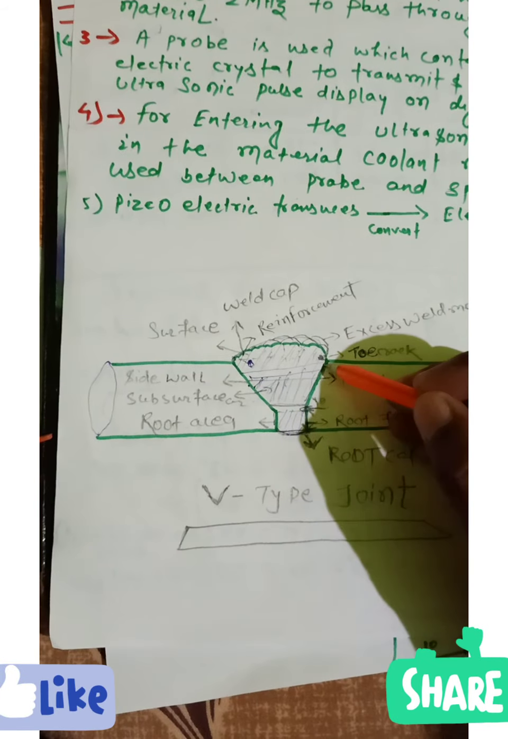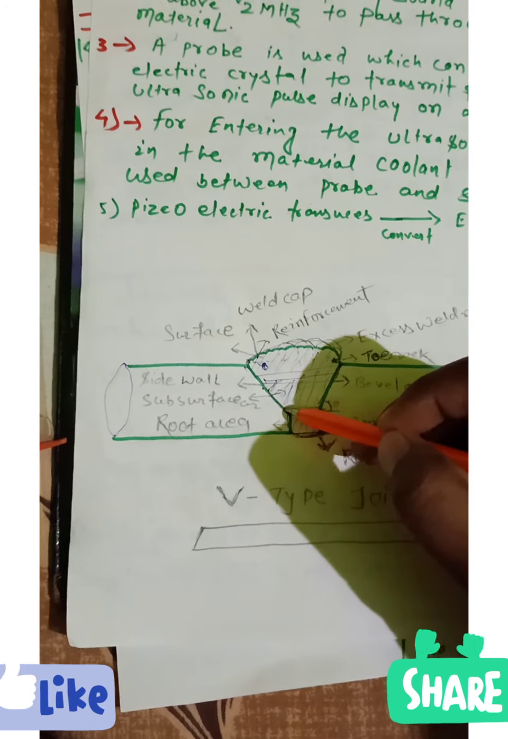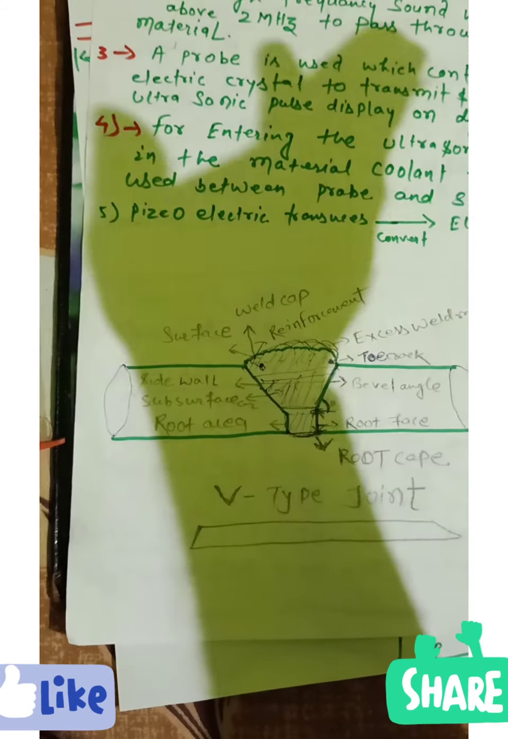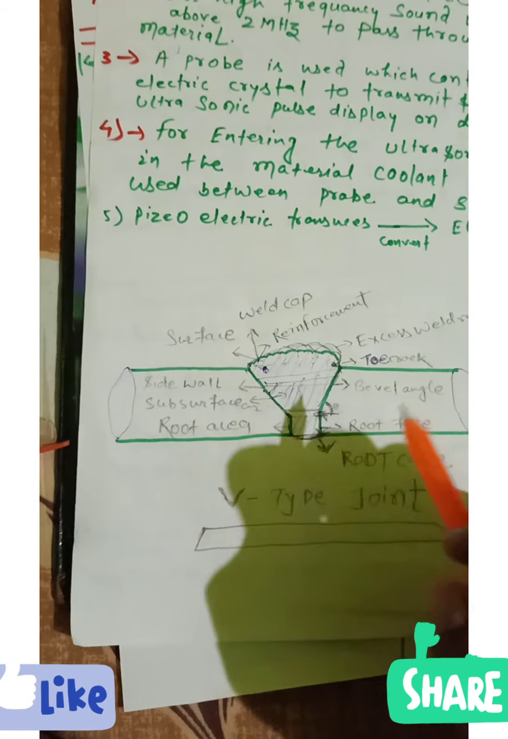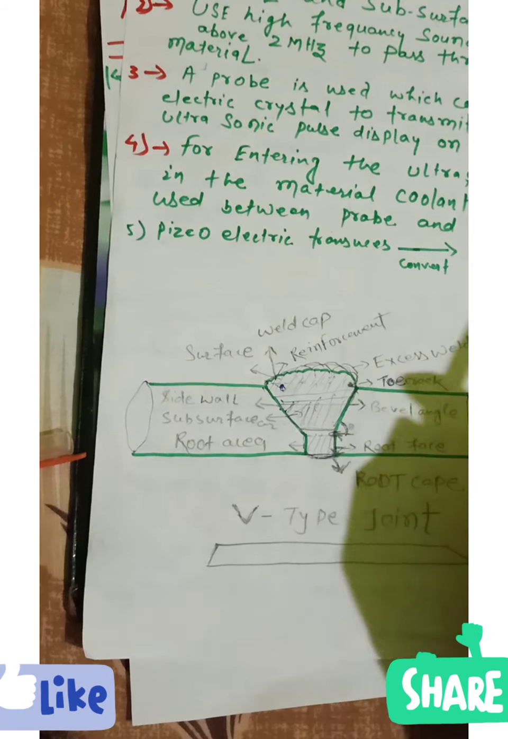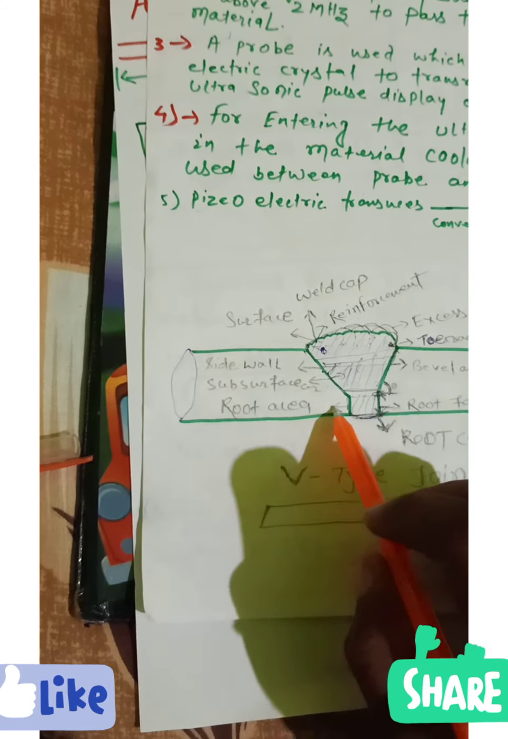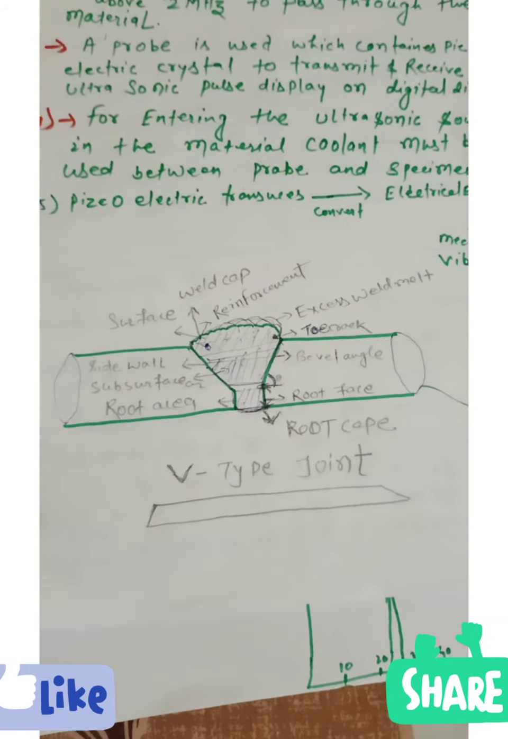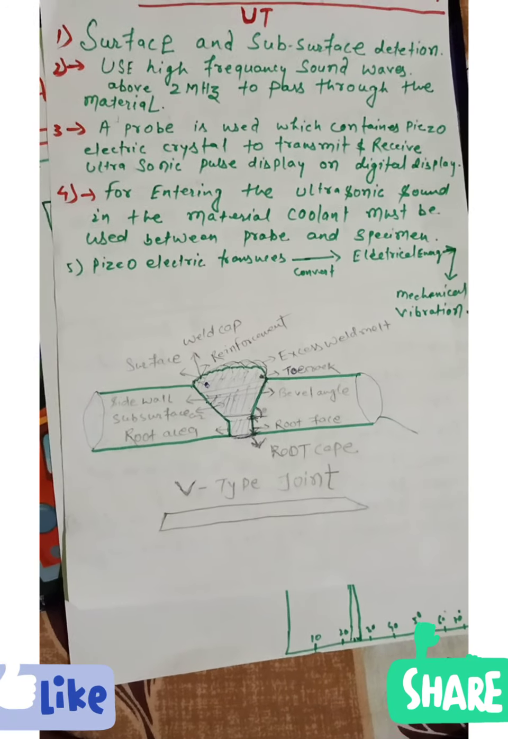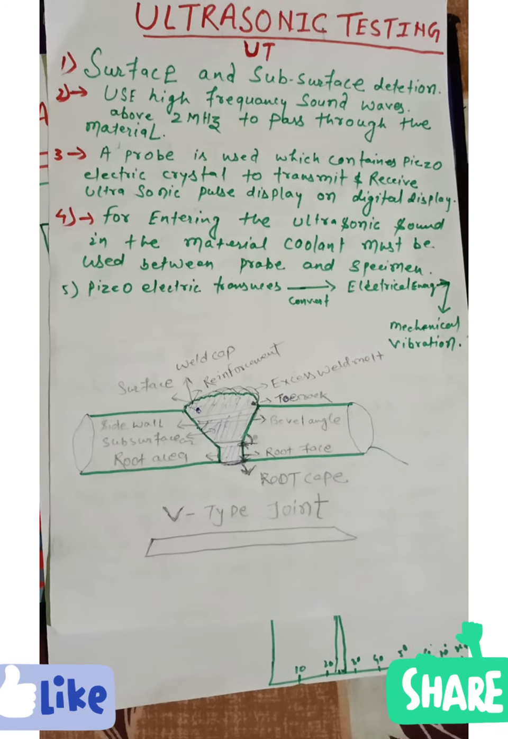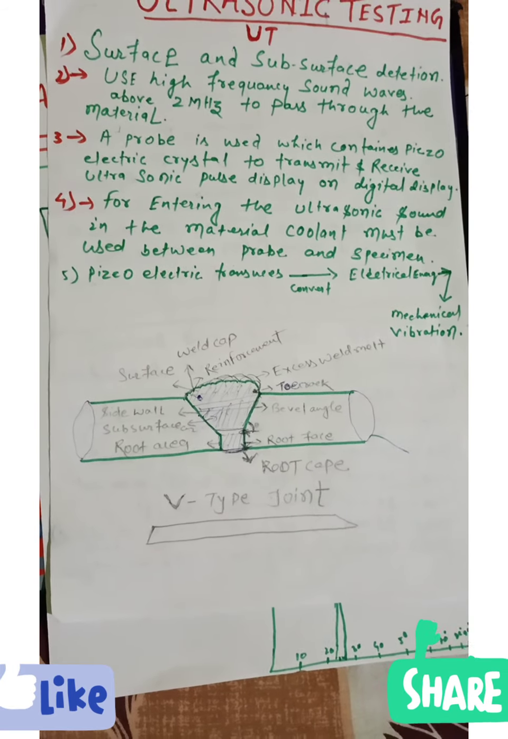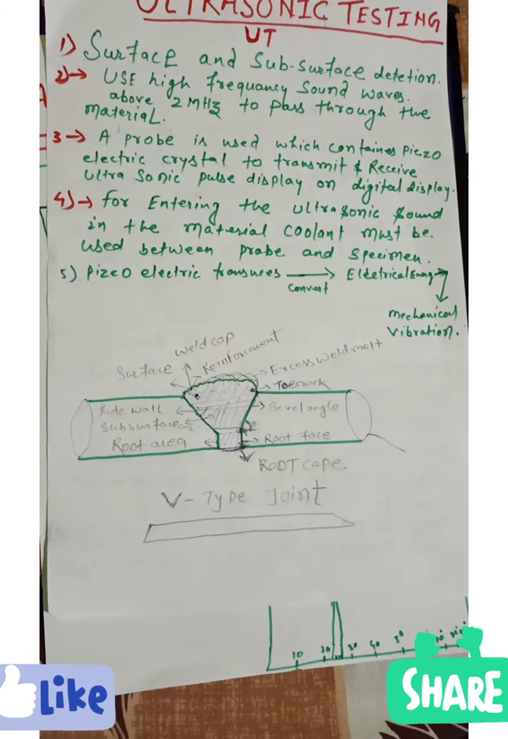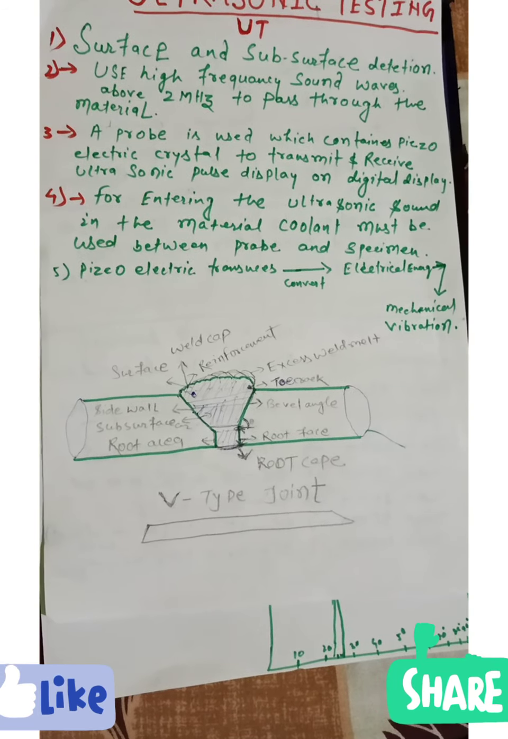And this line indicates the side wall. This angle is known as the bevel angle. Bevel means the cutting, the groove, the bevel. This is the root area. So all these things are about the joints or weld joints, V joints. Okay, now take a screenshot if you're not getting it, and ask me any question.